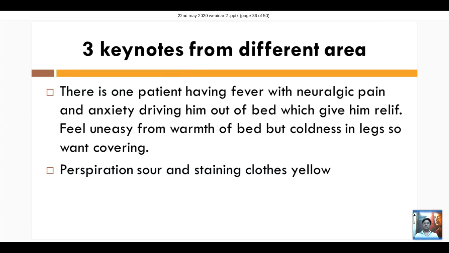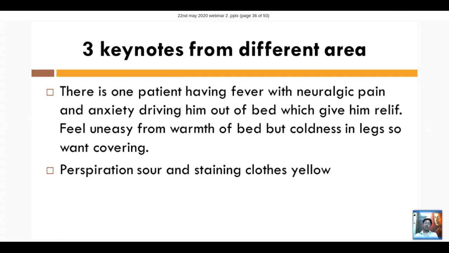Here I'm giving you one example. One patient is having fever with neuralgic pain, severe neuralgia, which is driving him out of bed, and walking gives him relief. He feels uneasy from the warmth of the bed, but there is coldness in the legs, so he wants covering. The warmth of the bed aggravates him, but there is coldness of the limbs also, and still the covering disturbs him. He is also having a perspiration sore and staining clothes yellow.